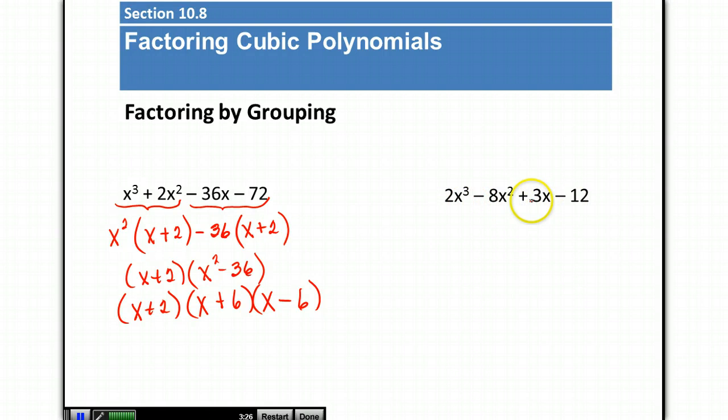Now again, we have a fournomial, 4 terms. We want to factor by grouping. What do the first 2 terms have in common that we can factor out? A 2 and x to what power? X to the second power. We always want to factor out the largest degree that they have in common. If I take out 2x squared, what do I have left here? I factored out the 2, so just x to the first power. Now if I divide this by 2x squared, what's left there? Minus 4.